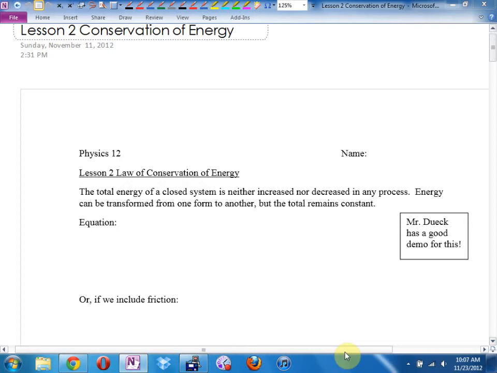The way we traditionally write it is like this. The two main types of energy we're looking at this unit are kinetic and potential. So the amount of kinetic originally plus the amount of potential originally equals the amount of kinetic energy at the end plus the amount of potential energy at the end.